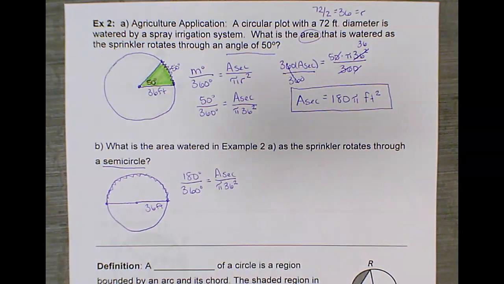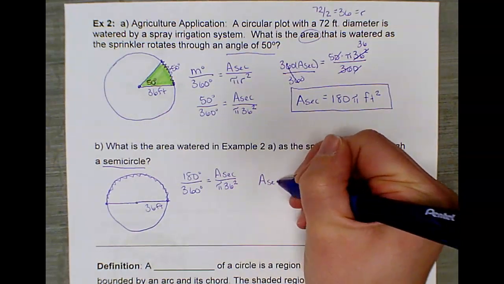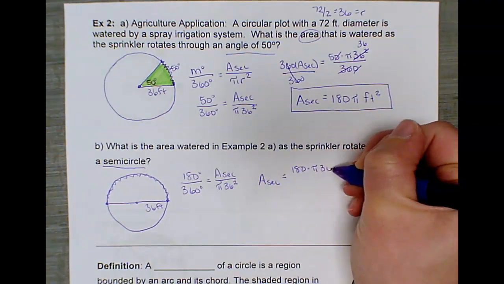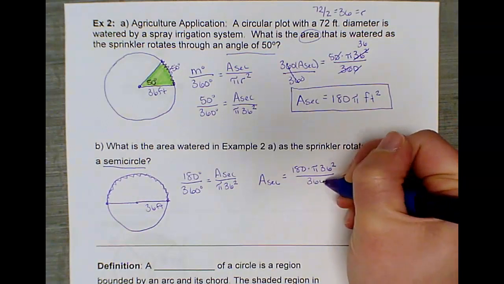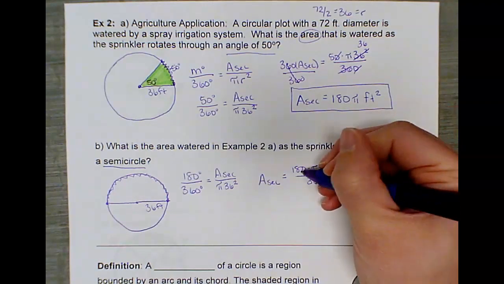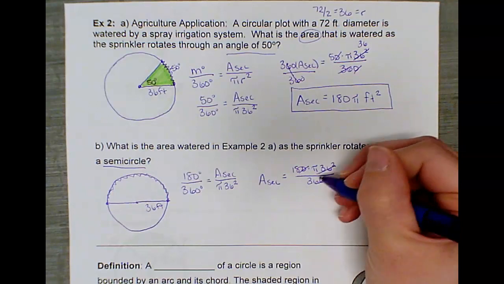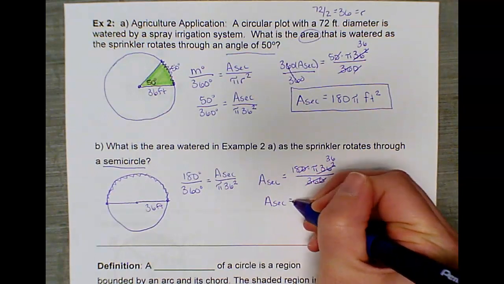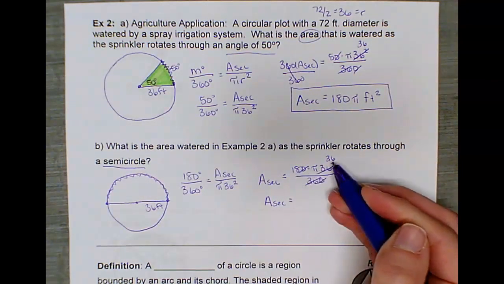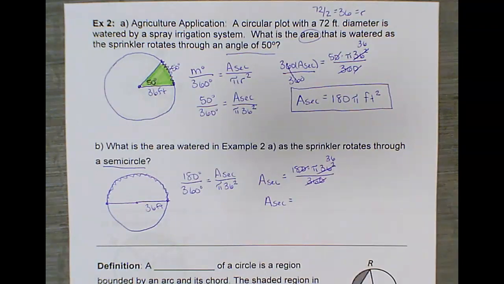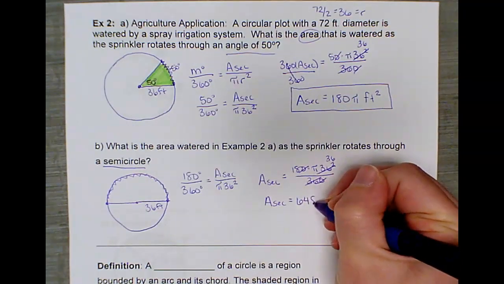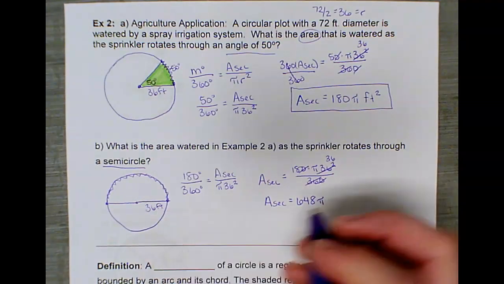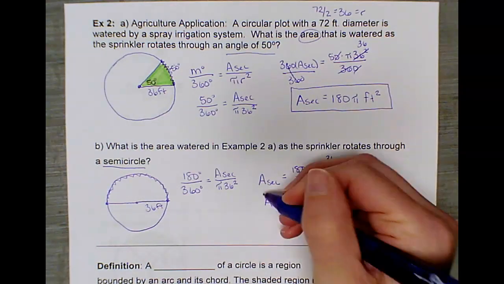I cross multiply. I get the area of the sector equals 180 times pi times 36 squared over 360. The zeros will cancel. A pair of 36s will cancel. And I will still have an area of the sector that's 18 times pi times 36. And 18 times 36 is 648, and I include pi beside it. I'm measuring in feet for my radius, so I'm measuring in feet squared for the area of the sector.